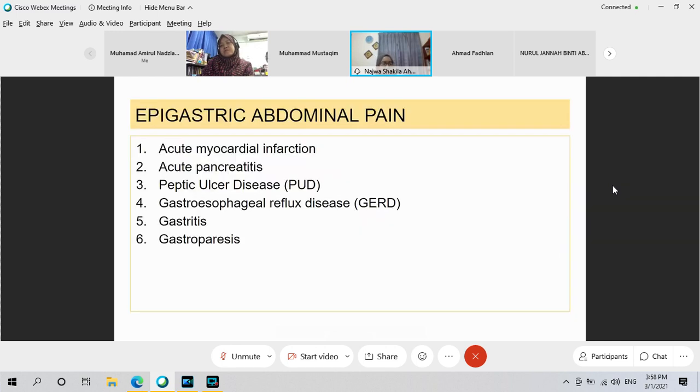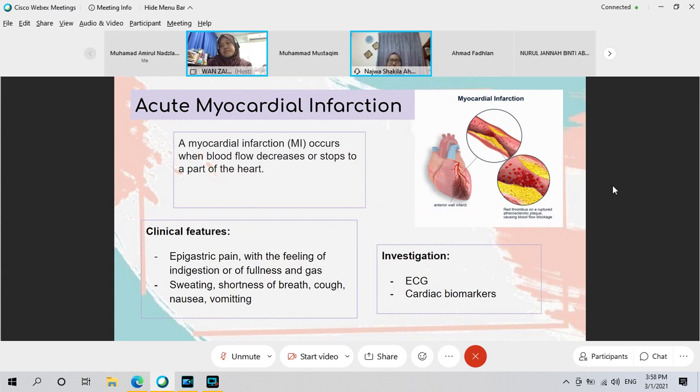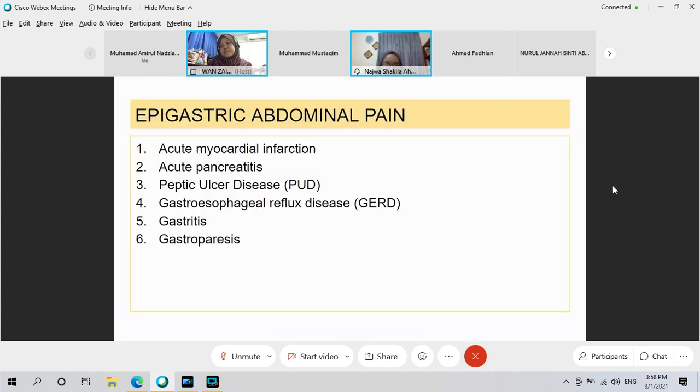So next is the epigastric abdominal pain. These are few common causes of epigastric abdominal pain: acute myocardial infarction, acute pancreatitis, peptic ulcer disease, gastroesophageal reflux disease, gastritis and variceal bleeding. Next slide.